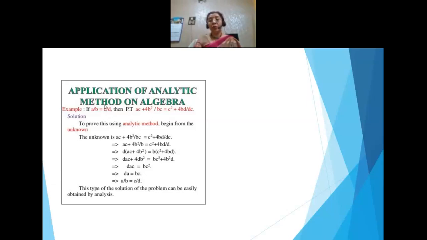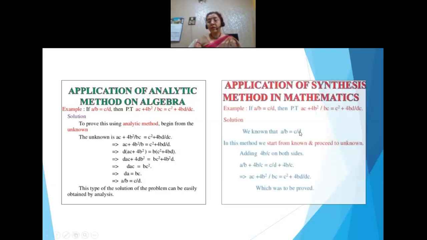Here student is taking more challenge. So it is more challenging. Whereas the same question, if it is done by synthesis method, A by B is equal to C by D, they have taken. By applying different mathematical knowledge, they are coming to the conclusion from known to unknown. So from given hypothesis to conclusion, it is more sure shot. That is synthesis method.